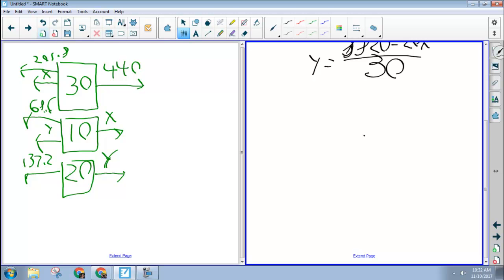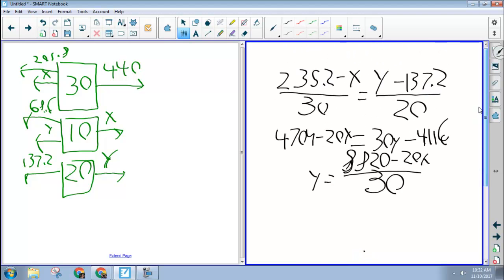Hang on, we lost Carla. Scroll up, he needs to. So I also have a question. What's your character next to the 20? It's 8820 minus. Oh wait, where? 20x over 30. X? Okay.